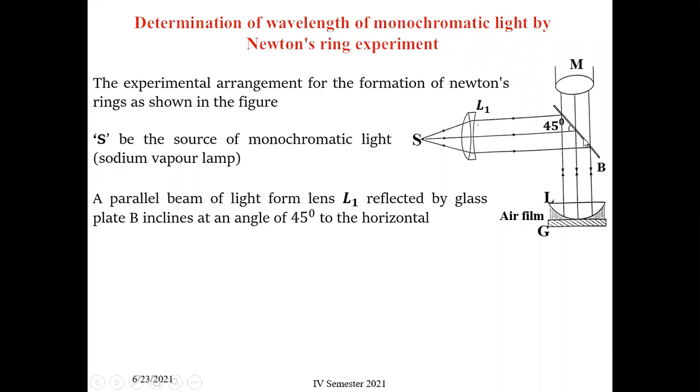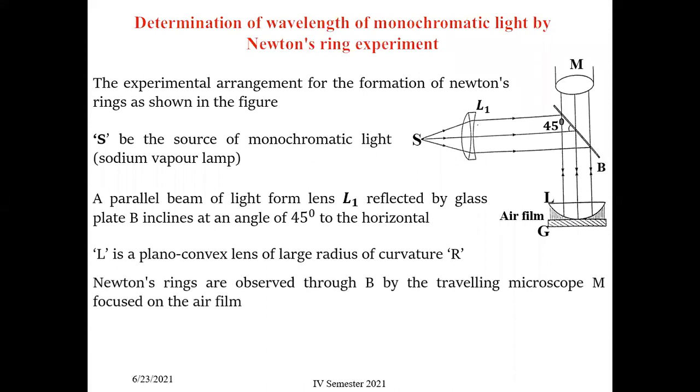This glass plate B reflects the light waves towards the air film that is enclosed between the plano-convex lens and the plane glass plate. L is the plano-convex lens and G is the plane glass plate. Between these two, the air is enclosed, that is called the air film. L is the plano-convex lens which has a large radius of curvature, that is R, right?